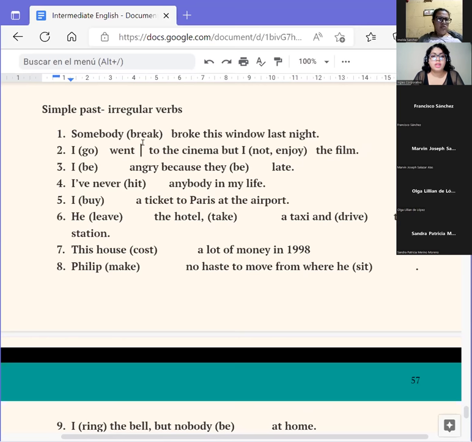When? We need an auxiliary in this case. We did not. We did not enjoy. In this case, remember that when we are using the negative in past, we're going to use the auxiliary.